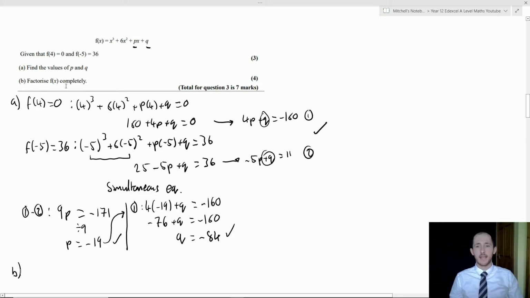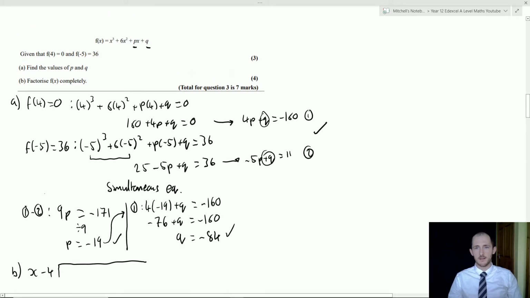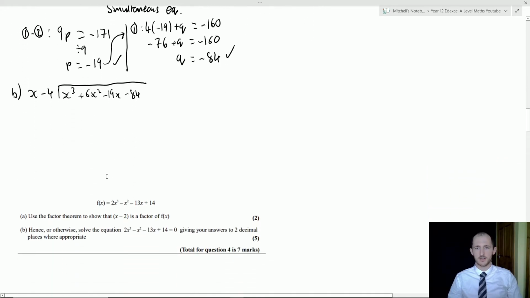factorize it completely. Well, again, what you should know is it's a cubic, so we need to use algebraic division. So we're going to use the fact that f of 4 is 0. So what we're going to divide by is x minus 4. Remember, we have to swap the sign in front of the number. Okay? And then we're dividing, what are we dividing? We're dividing x cubed plus 6x squared. p was minus 19, so minus 19x. q was minus 84.